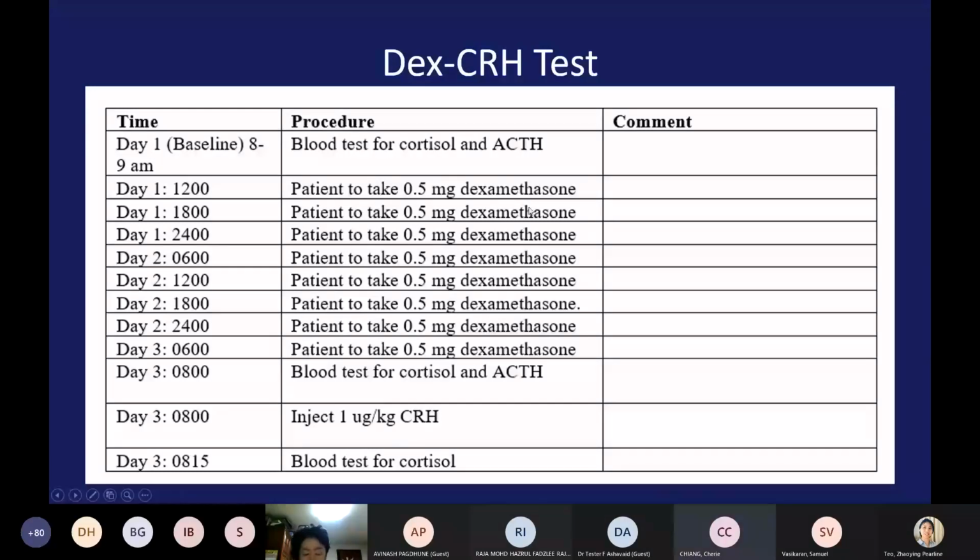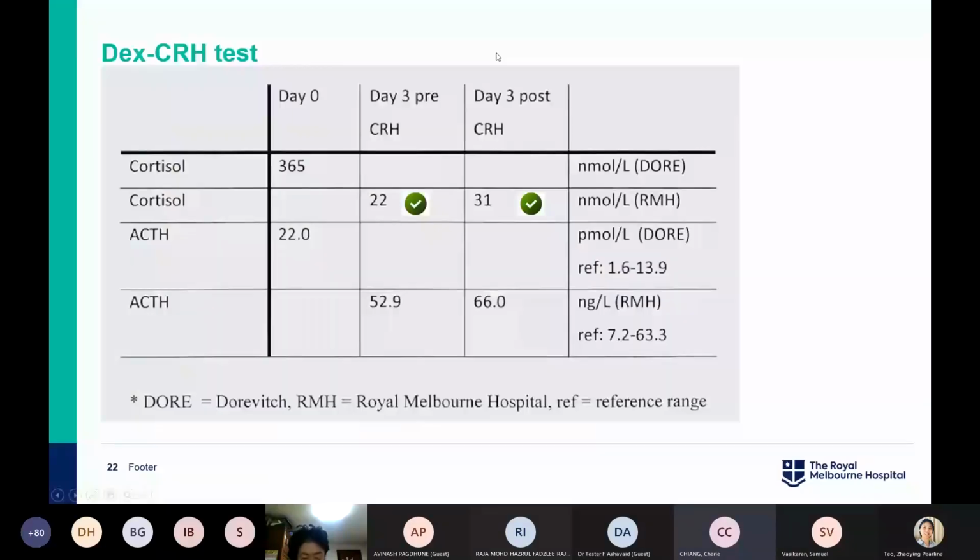So the day 0 before dexamethasone, you can see the patient went to 2 different labs, the hospital lab as well as a community lab, and I put both there because the ACTH are on different assays, Siemens and Roche.